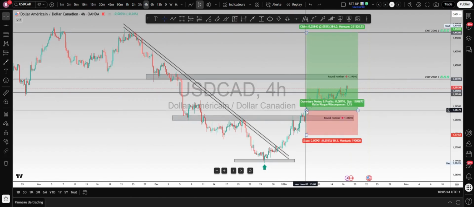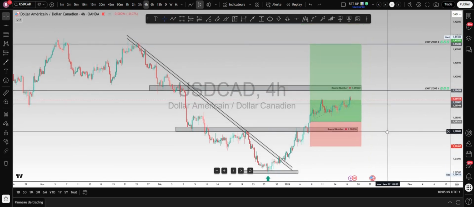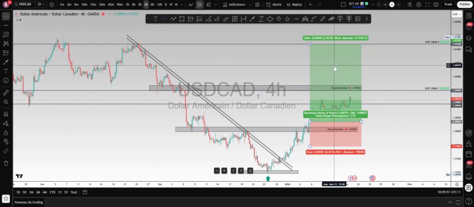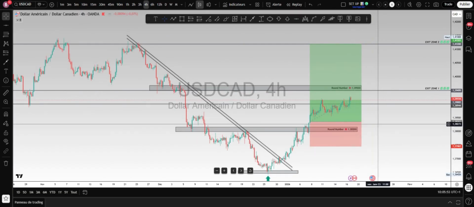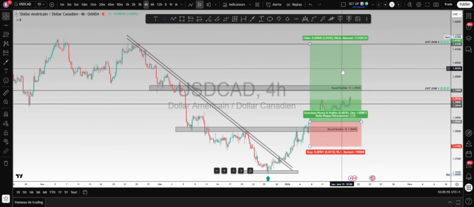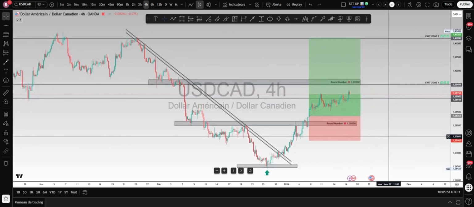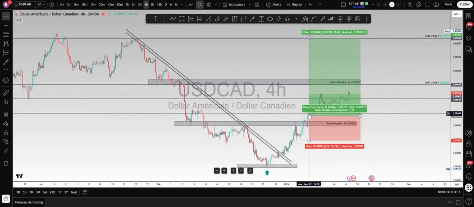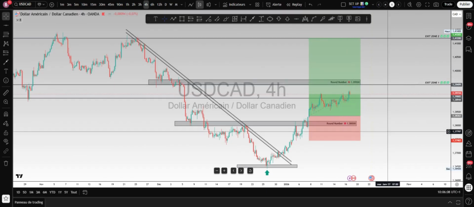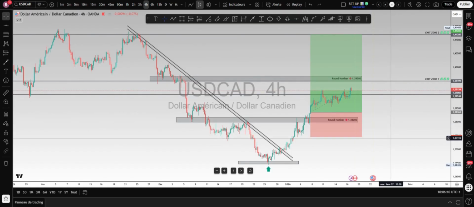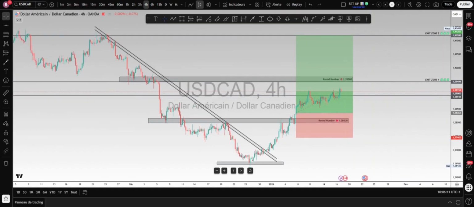I enter a position here and I set my stop loss just below the last low. As you can see, we have a 3.15 ratio. So here I'm risking 1% to potentially gain 3.15% of my trading capital. So here the market was making a bullish impulse. And here you can clearly see that it's starting to lose steam just above the round numbers and exit zone number 1. So this is a trade that I also shared in my private Discord.